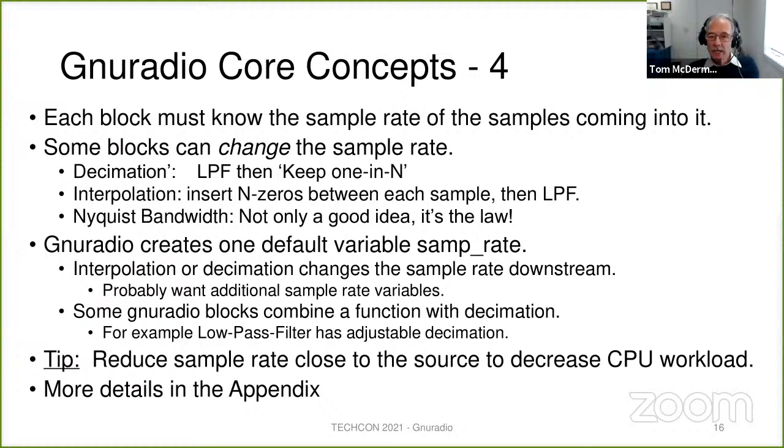Some blocks can change the sample rate. And one of those blocks is called decimation. What that block does is that it first low pass filters the signal, and then it keeps 1 out of every n samples. So for example, you may have a radio that wants to be clocked at 1 million samples per second on the output rate. Perhaps that's the hardware of the radio and it can't do anything else.